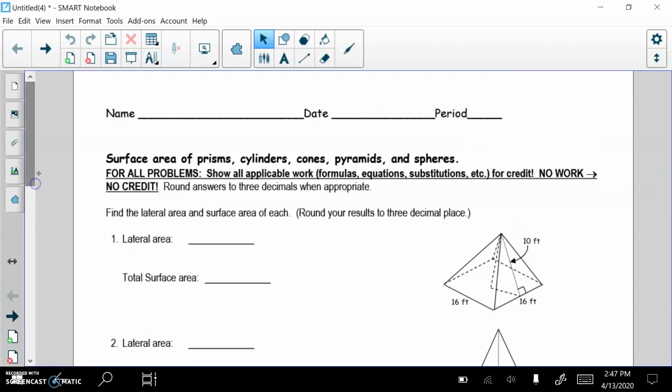So you have your formula chart. You have a pyramid. Pyramids and cones are usually kept together because they only have one base. They have a pointy top. So yeah, they have new formulas.